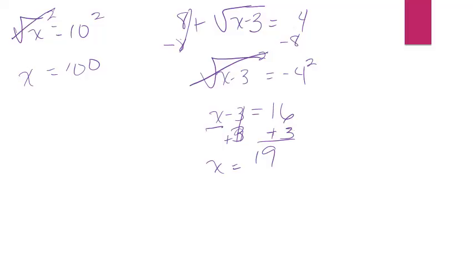Now let's check this and see how it works. Because of our radical, we always have to make sure that the x that we get actually works. So let's check this out. 8 plus the square root of 19 minus 3 equals 4. So now that we have a number in here, we can go ahead and simplify that. 19 minus 3 is 16.